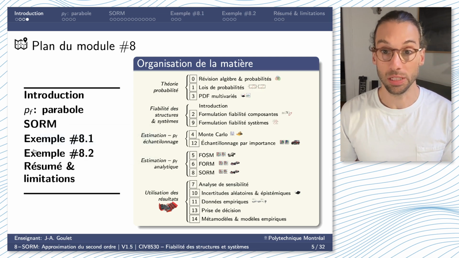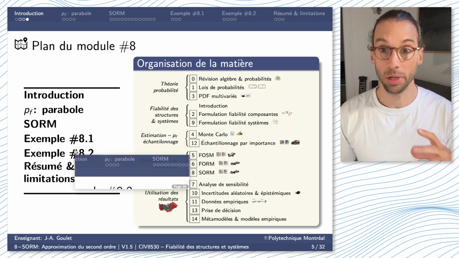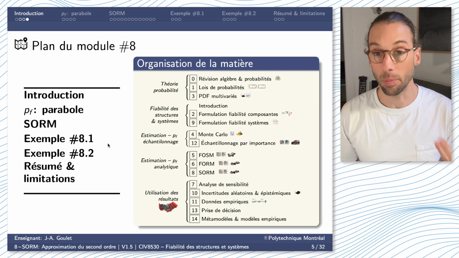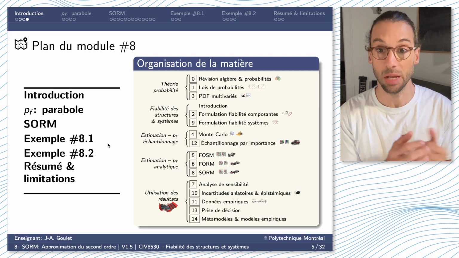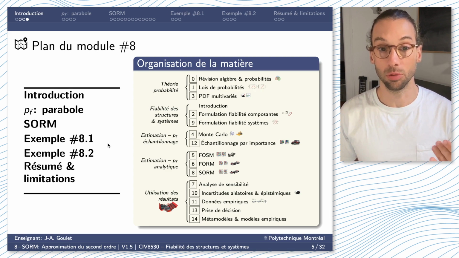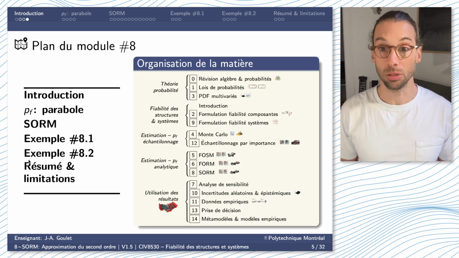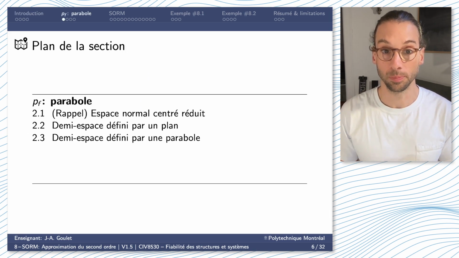And we're going to look at two examples. A first one in 2 dimensions, a second one in 3 dimensions, where we can see the full complexity, or at least the full sequence of steps we need to do to apply the SORM method. And finally, we're going to go through a summary of what we've seen, along with the limitations that are still associated with methods such as SORM.